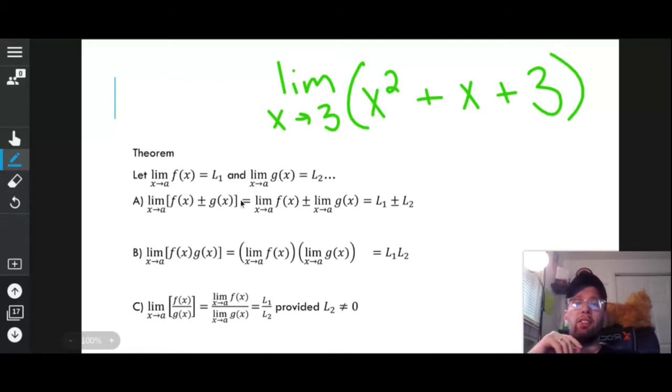And that's what A is saying. What B is saying is if for any reason I were to make this 4x squared, I can just kind of deal with the 4 and the x squared individually. If f of x represented 4 and if g of x represented x squared, I could just take care of these individually, or in other words, just still plug in 3.